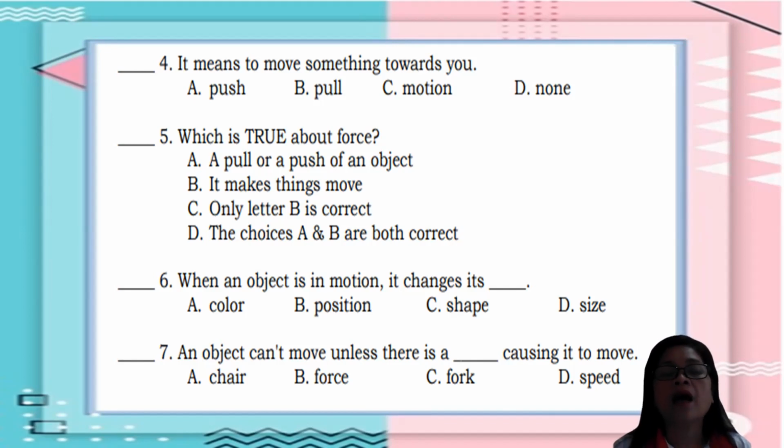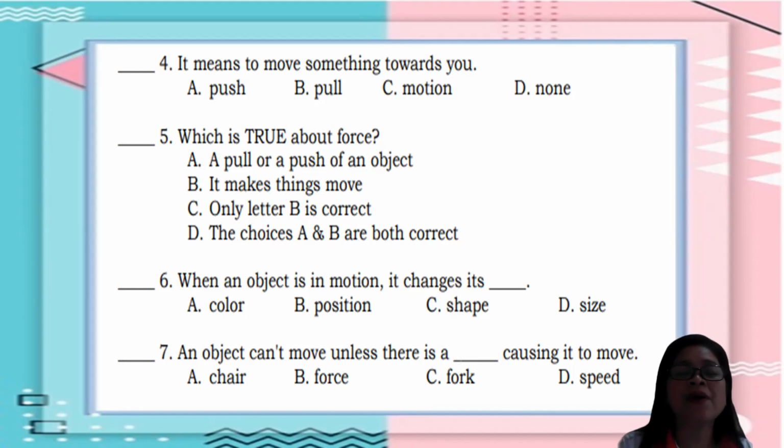Letter B. Number 7, an object can't move unless there is blank causing it to move. A, chair. B, force. C, fork. D, speed. All right. Good job. The answer is letter B. An object can't move unless there is a force causing it to move.